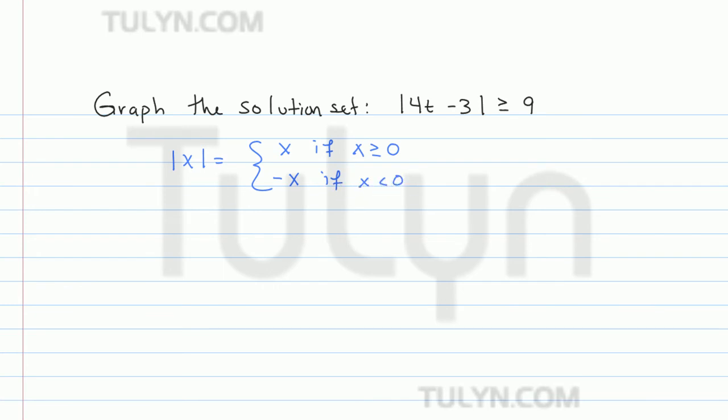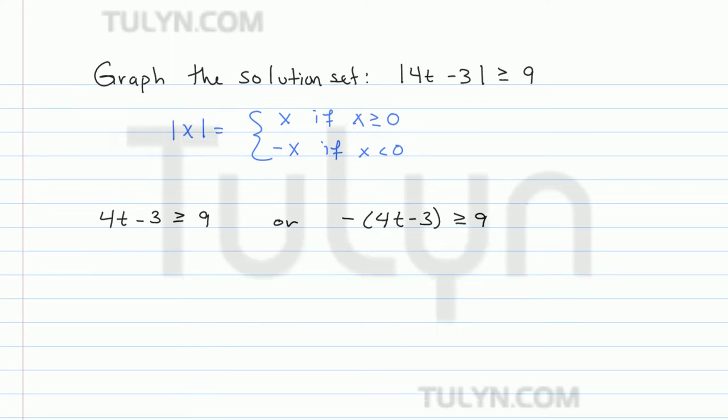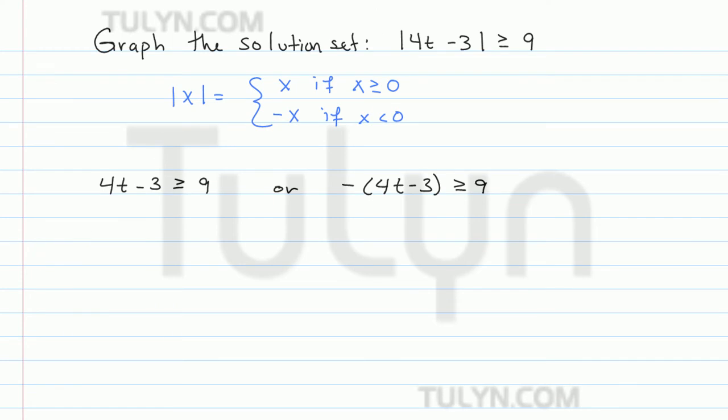So what we can do is encompass both cases by rewriting this inequality. We want to write 4t minus 3 is greater than or equal to 9, or negative 4t minus 3 is greater than or equal to 9, right? And now we've encompassed both cases, whether 4t minus 3 is greater than or equal to 0, or less than 0. So now, solving these two individually, let's start with the left.